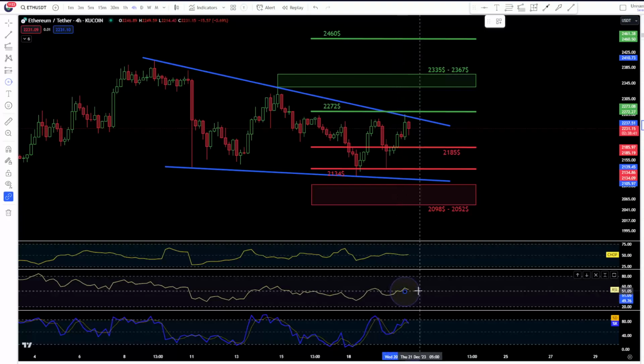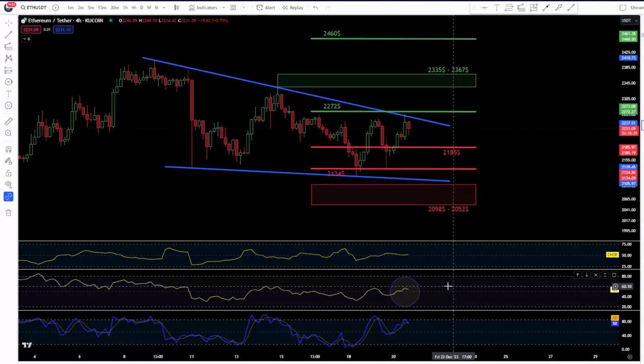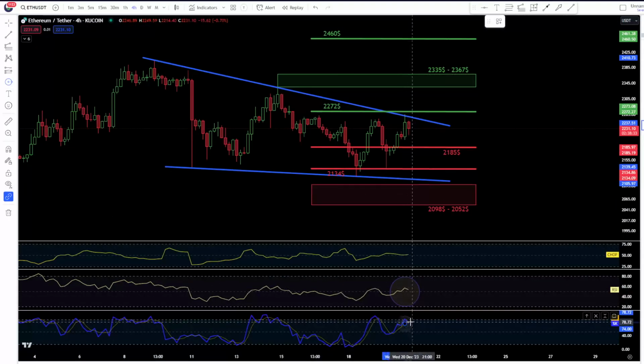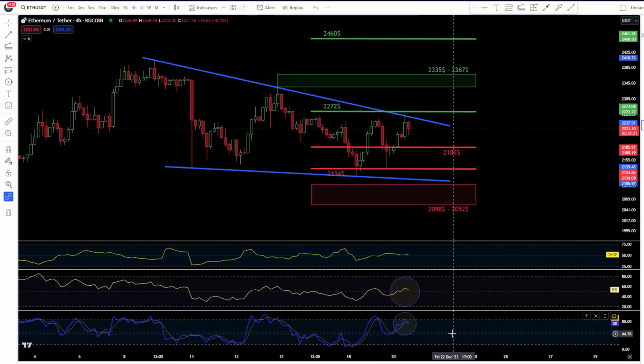On the RSI indicator, we are moving around the middle of the range. But when we look at the stochastic indicator, we will see that once again approaching the upper limit resulted in a price recovery.